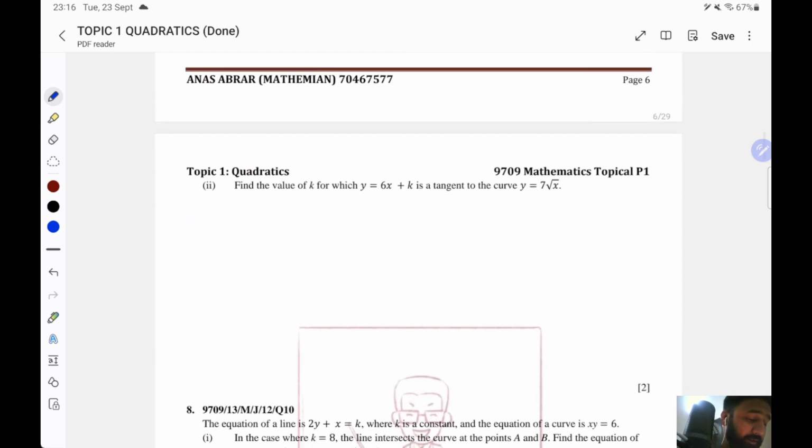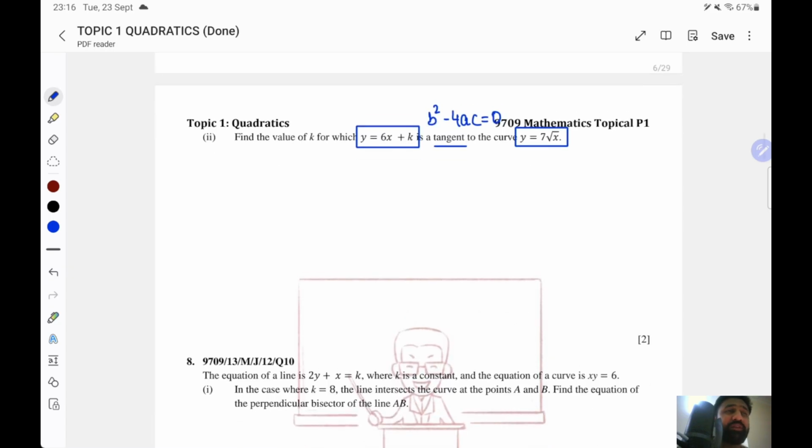Let's move forward. It says to find the value of k for which the line and the curve are tangent to each other. So again it's the same scenario, but now we need to find the value of k where the line and the curve are tangent. I'm sure you must remember that whenever a line and the curve are tangent to each other, it means that b square minus 4ac will be equal to 0. But again, we are going to first solve the curve and the line simultaneously to find the equation for the intersection, and that will be 6x plus k, equal to 7 square root of x.